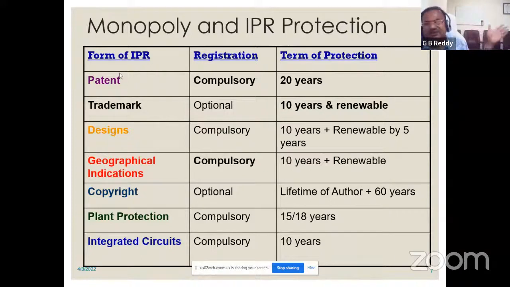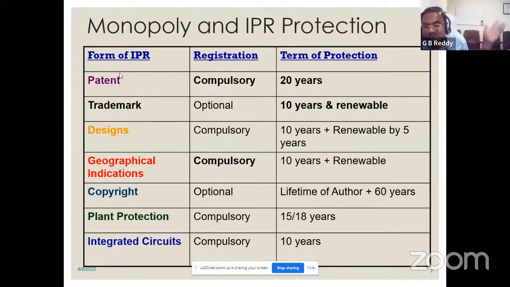From Telangana itself, there are a number of GIs. I mentioned Hyderabadi Haleem, or Karimnagar Silver Filigree, so on and so forth, Pembarthi Metal Craft. Copyright is another one, which protects the expression of an idea. Copyright protects the expression of an idea. The expression must be original. The idea may or may not be original.